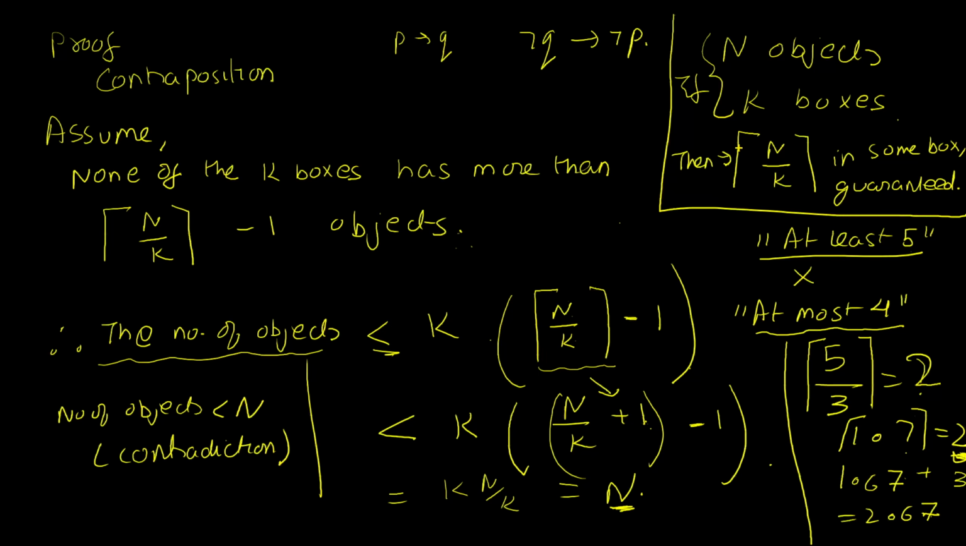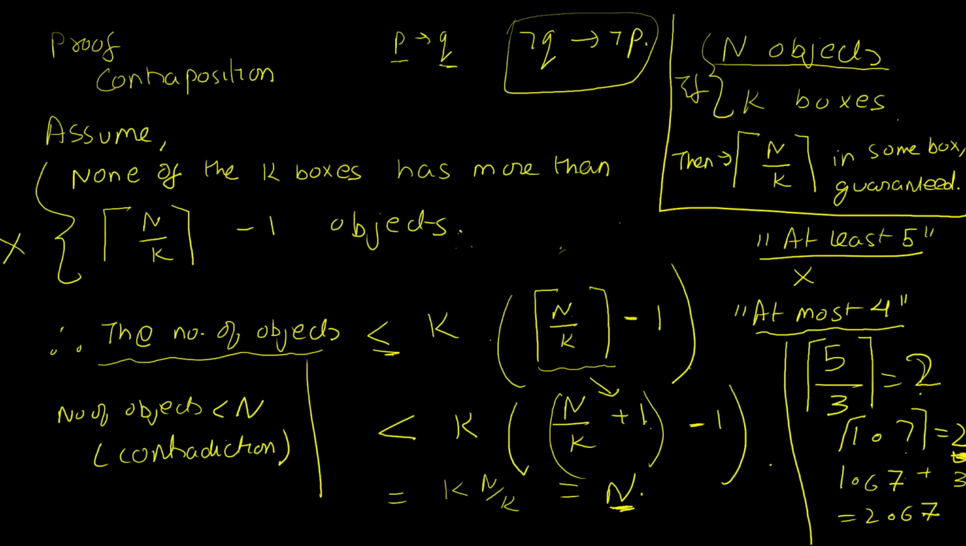Because the fact that I have n objects is given by the question. I cannot have a number of objects that is less than n. And this contradiction only occurred by assuming this. So this assumption was false. And this assumption being false means that at least one box contains at least the ceiling of n by k objects. So we have effectively proven that anytime the consequent q is false, the premise p must also be false. We did that by contraposition, and that completes the proof.